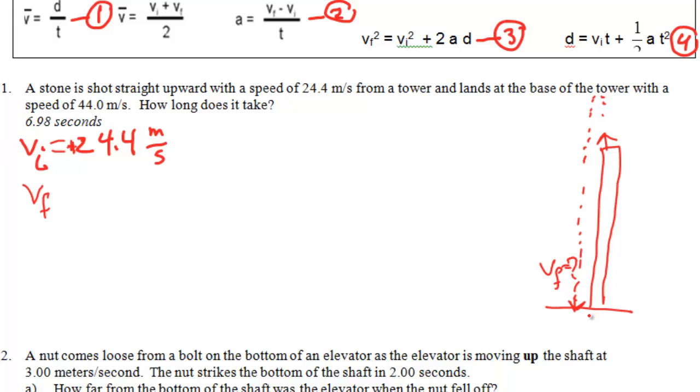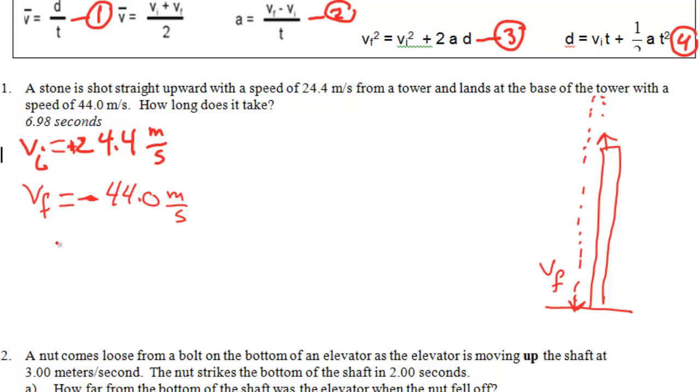Since the object will be moving downward, then V final should be negative. So V final will be at the moment it strikes the ground here. And we are given the value of V final to be 44 meters per second. And is this positive or negative? Exactly, since V final is falling down, then it should be negative. Okay, what else are we given?